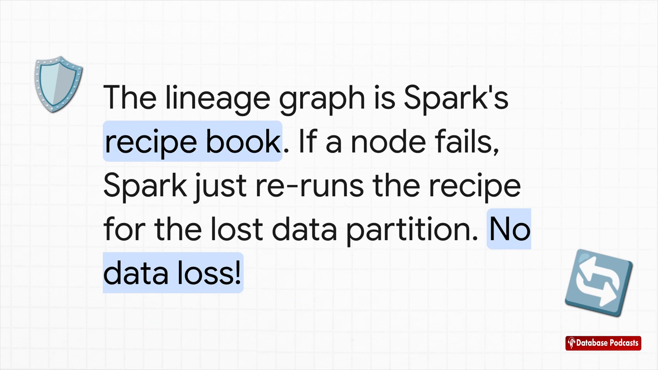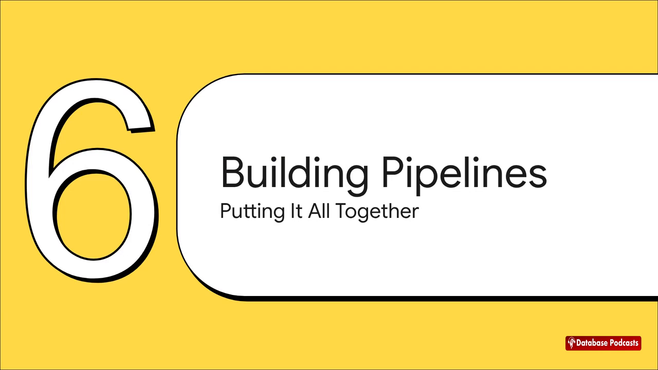If a machine holding a piece of your data goes down, Spark doesn't panic. It just looks at its blueprint and goes, oh, I know how to remake that piece of data. It just replays the recipe for that specific lost part. Your entire pipeline becomes fault-tolerant automatically. So let's put it all together. We've got these building blocks, transformations to shape data, and this lineage graph to make it all resilient.